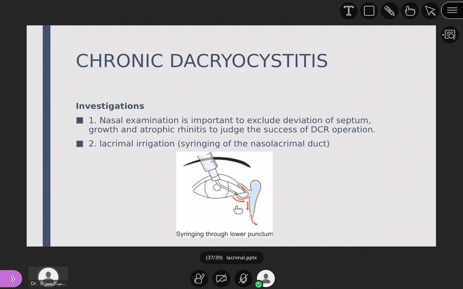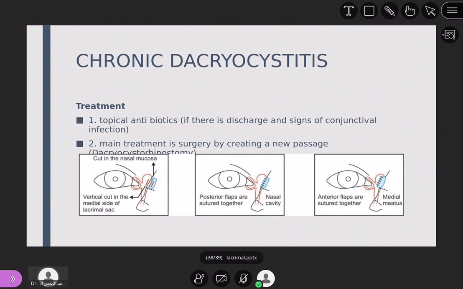So, chronic dacryocystitis investigations. Nasal examination is important to exclude deviation of the septum, growth, or atrophic rhinitis, to judge the DCR operation. Then we have lacrimal irrigation, which is syringing of the nasolacrimal duct. You just put a cannula on the puncta and you irrigate it with saline, and you check if it's patent or not.